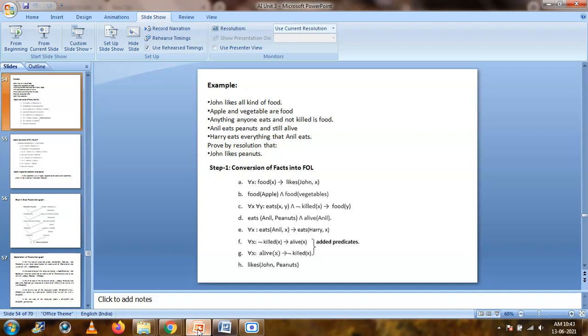So step one, conversion of facts into first order logic. This is how they are converted, using ∀x, the universal quantifier, the inverted A. That's a universal quantifier. Using that, they convert to first order logic, with the added predicates.